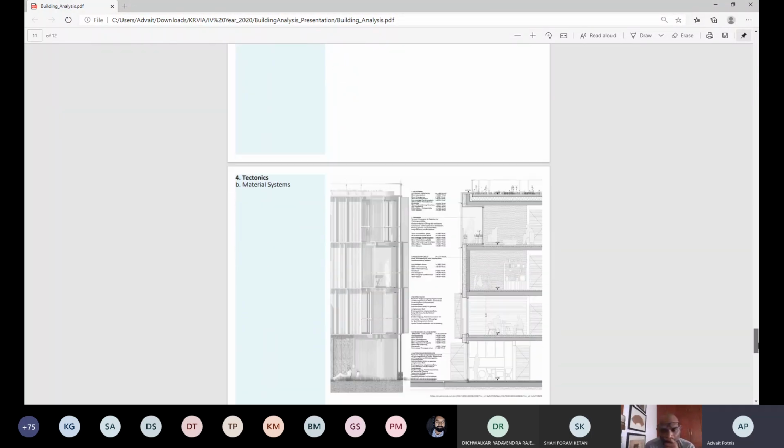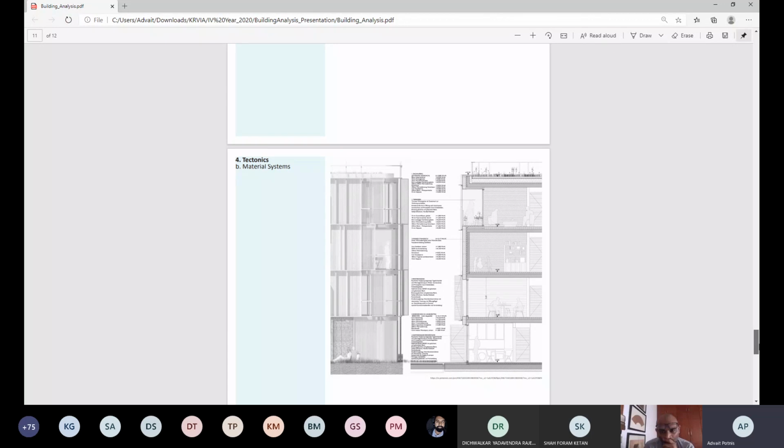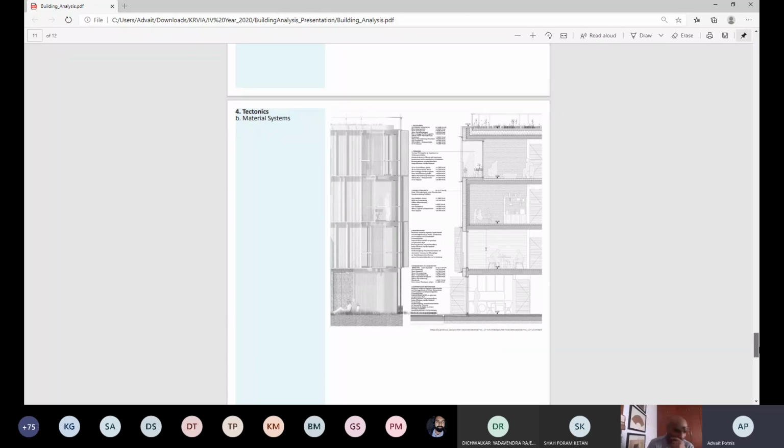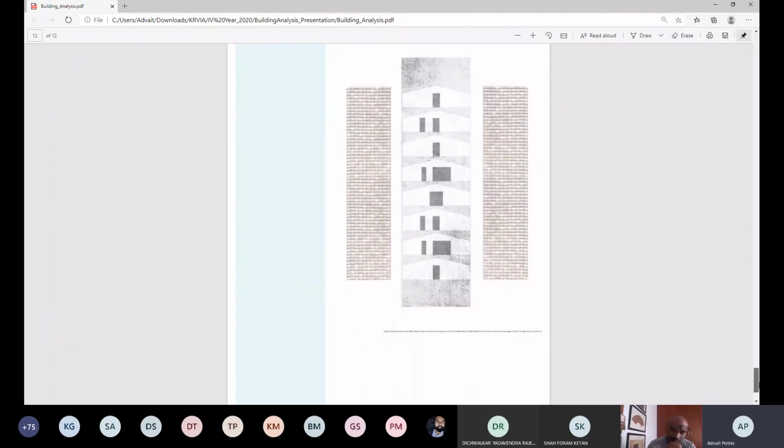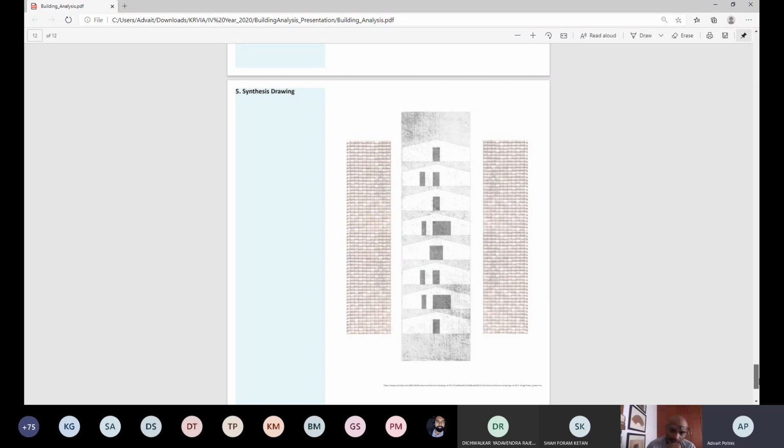Then the last one is the material system, which is the same thing I spoke about in the last part. Through sections you are showing the tectonic quality of the building. Okay, and then the synthesis drawing is the same thing, your take on the building. So I think that's what we have. If you have any questions, just quickly ask.